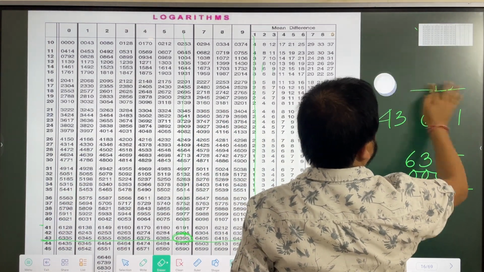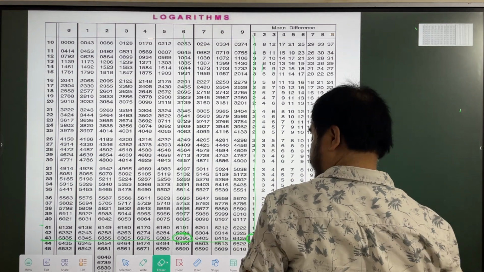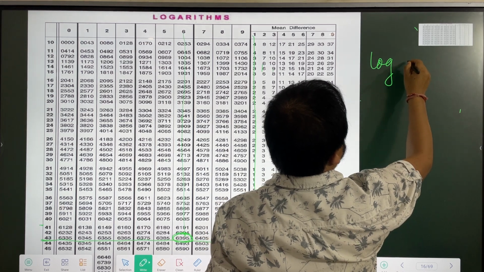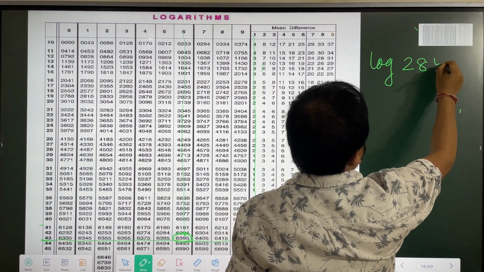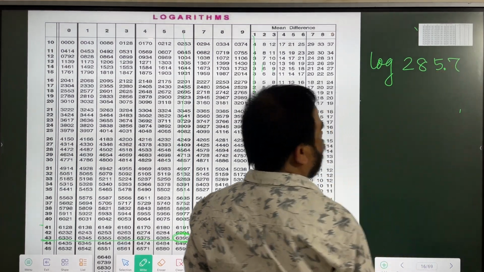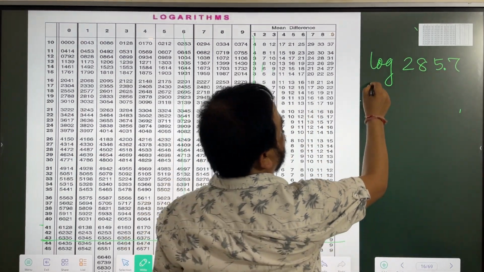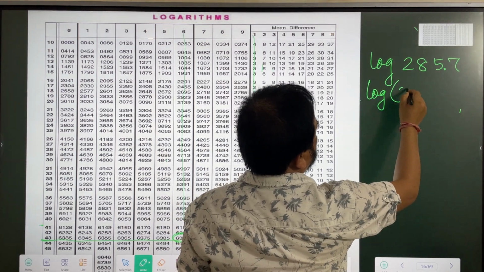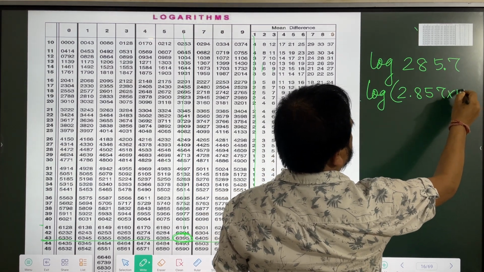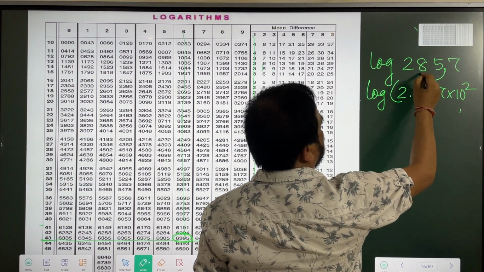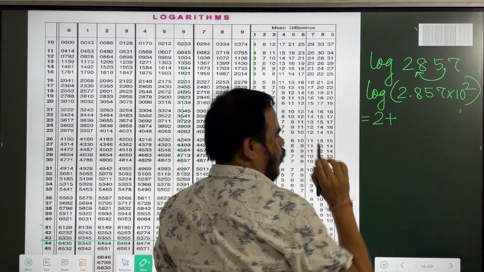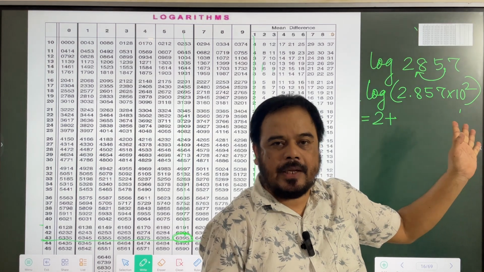Suppose log of 285.7. The decimal is here. So what will you write? Log 2.857 into 10 to the power 2. Decimal moved 2 places. So surely we will get characteristic 2, because 10 to the power 2. I hope you understand that.